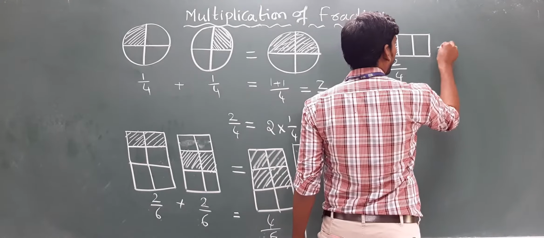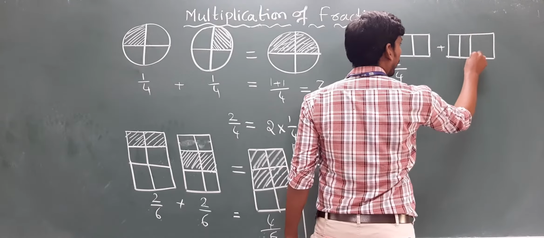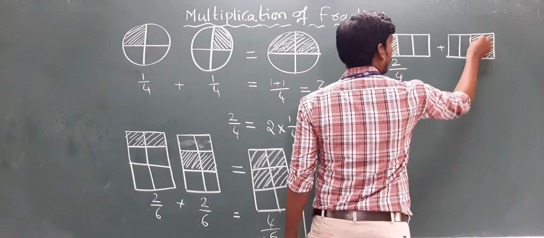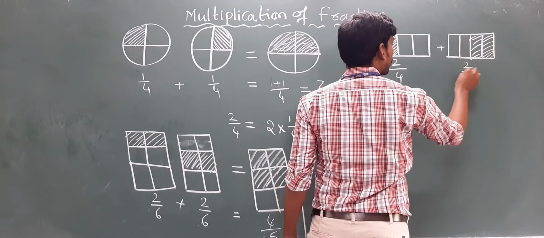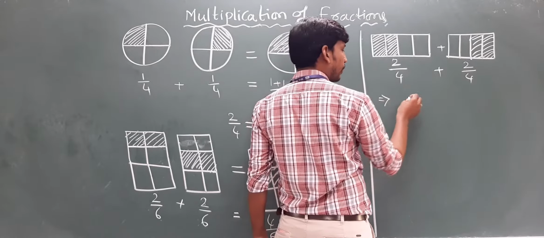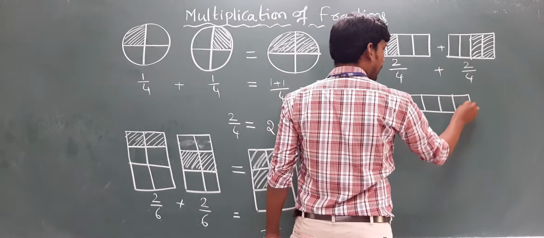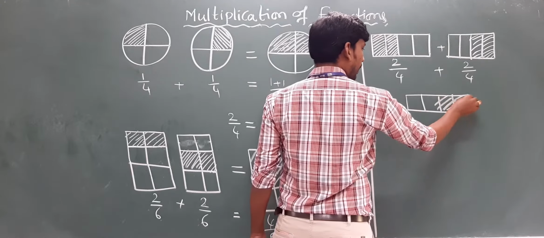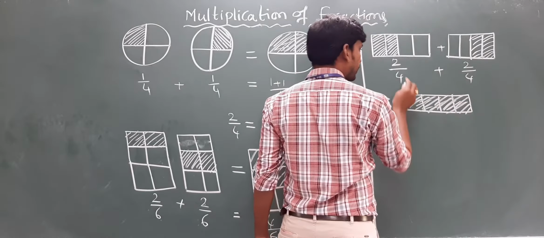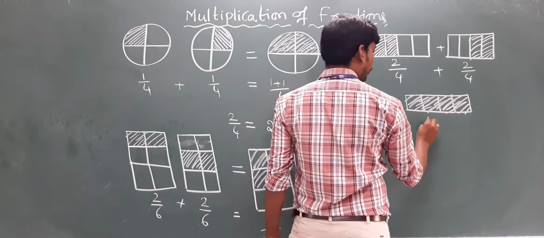I am going to take one more rectangle. I am taking these 2 parts. So here this is also 2 by 4. By adding these 2 by 4 and 2 by 4, what are you going to get? By adding these two, you will get the total parts. Everything is shaded. That is, 2 by 4 plus 2 by 4 is equal to 2 plus 2, which is equal to how much? 4 by 4.